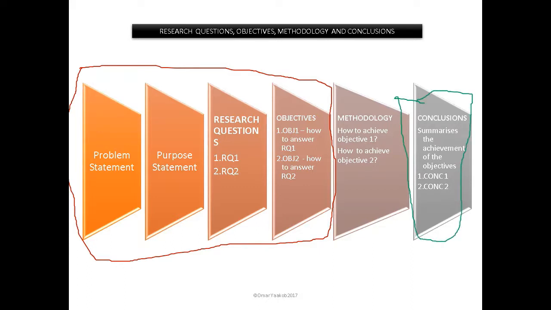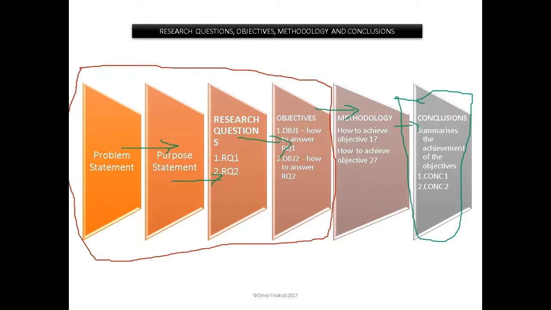What we want to show here is the flow from problem statement to conclusions. There's a flow there. There are connections between them. You can see a mapping or alignment from problem statement, it goes into purpose statement. From purpose statement, it goes into research questions, and from research questions it goes to objectives. The methodology will be showing how you achieve the objectives. And finally, when you finish your research, you're going to conclude.